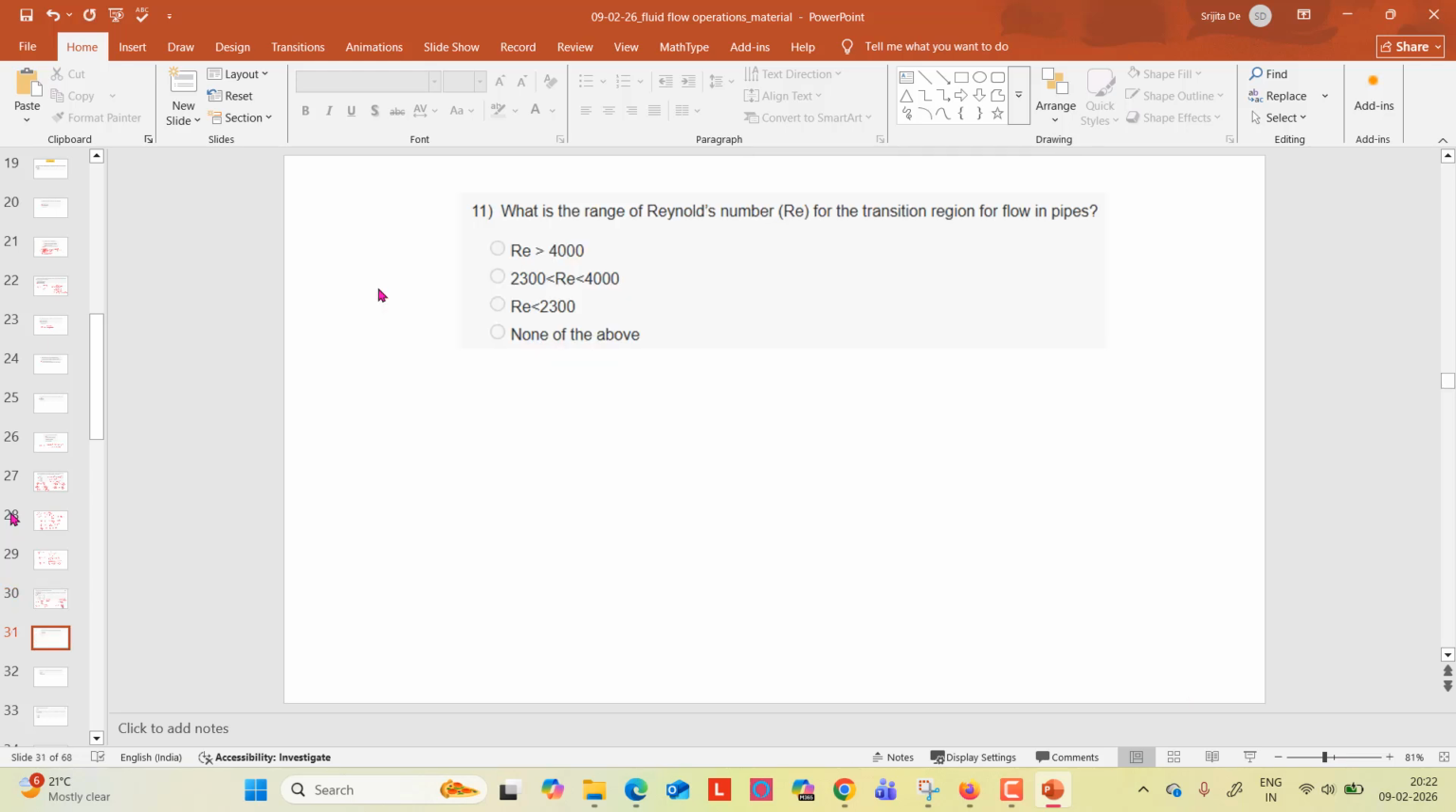Next. What is the range of Reynolds number for transition region for flow in pipes? So we have discussed it. It is around between 2300 to 4000.